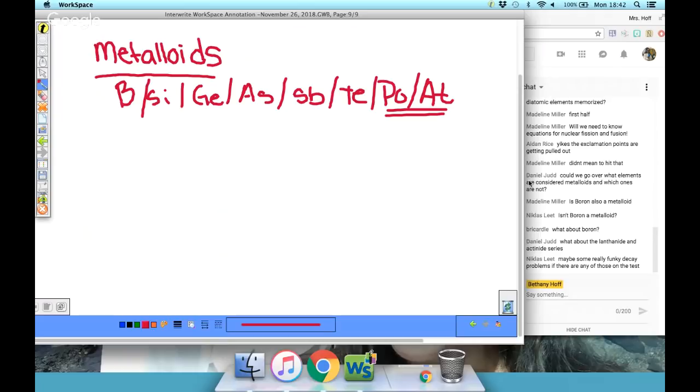Nicholas, what do you mean about funky decay problems? Can you maybe reference one from either the homework or the station so I can solve that? But you have to be a little bit more specific about which decay ones you're talking about.